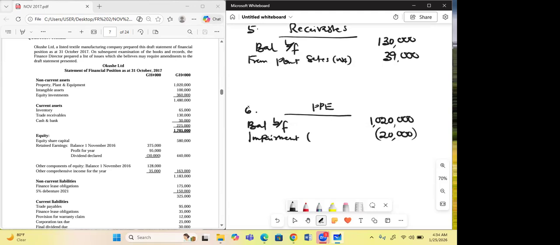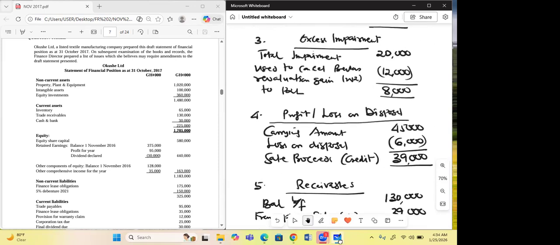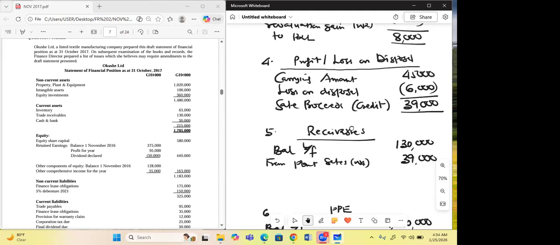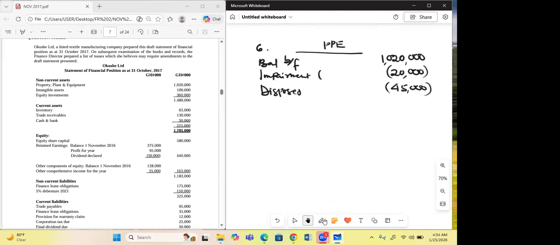And then we've also disposed of some costs. We disposed of the carrying amount of 45,000. We should also reduce it. We disposed of 45,000. Our impairment was in working number 1, so we had an impairment in working number 1 of 20,000. We should also affect it.